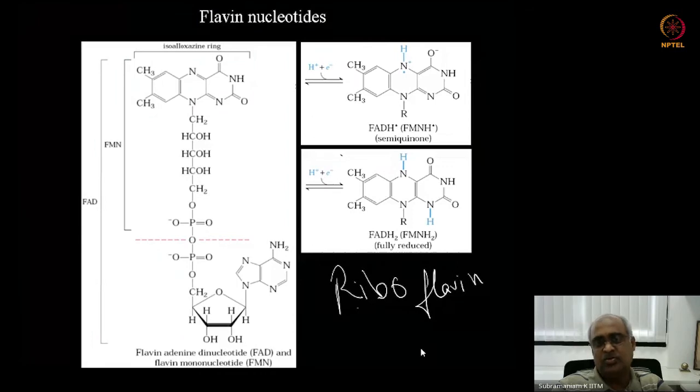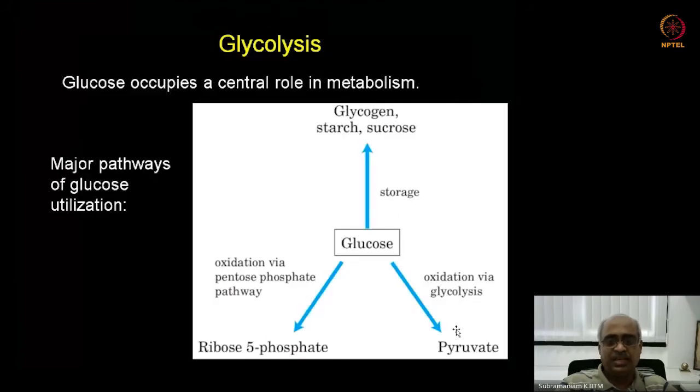Their absorption spectra again vary among the different forms, like FAD fully oxidized, partially oxidized, and fully reduced. All of them have a characteristic absorption spectrum, and that is very useful in assaying their oxidation state. So with this, we have equipped ourselves with the knowledge required to get into metabolism.